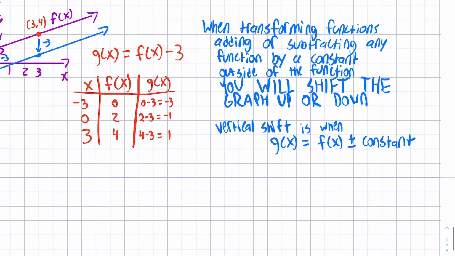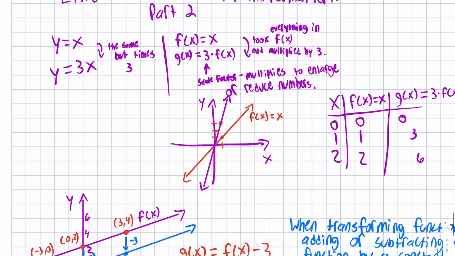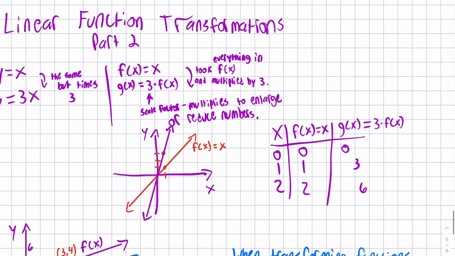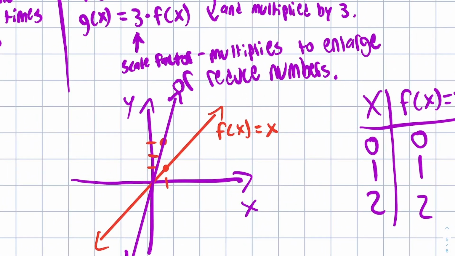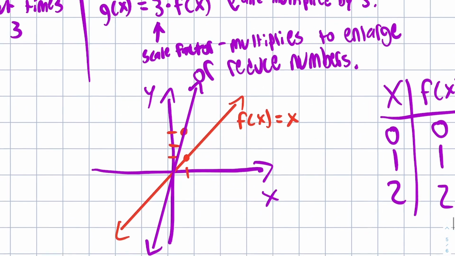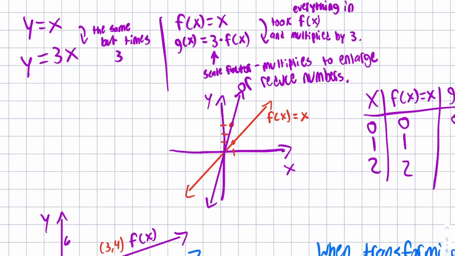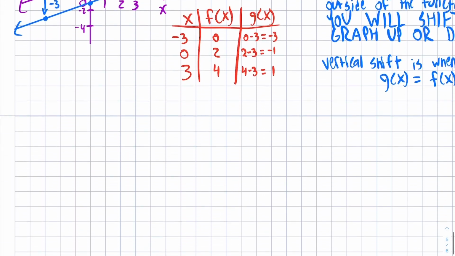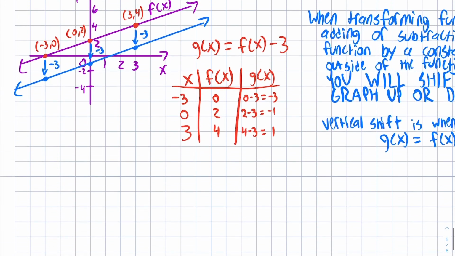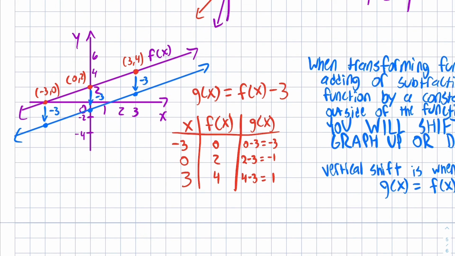Okay, so let's see what else we can do to a function. What about right here? Here, we multiplied by something, by a scale factor, and the scale factor changed the slope. But that's because we had a really easy equation. So let's see what happens if we have a more complicated equation and we multiply by a scale factor.